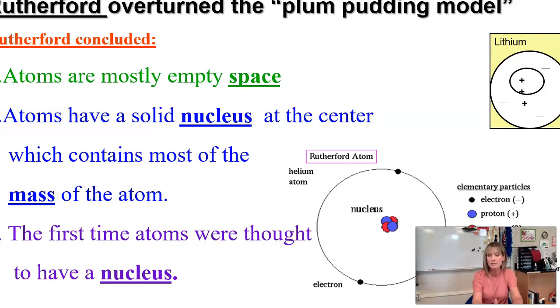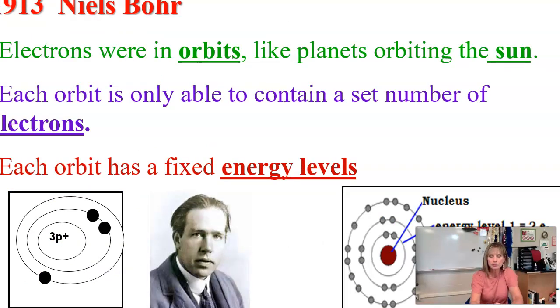And three, he also concluded that this was the first time that atoms were thought to have a nucleus. Prior to this, remember the plum pudding model, there was no nucleus. It was just a big blob of positive matter with electrons spread throughout it. Well, that's not the way his model was. His model had this nucleus at the center. And this is the first time that someone actually had talked about there being a nucleus of an atom.